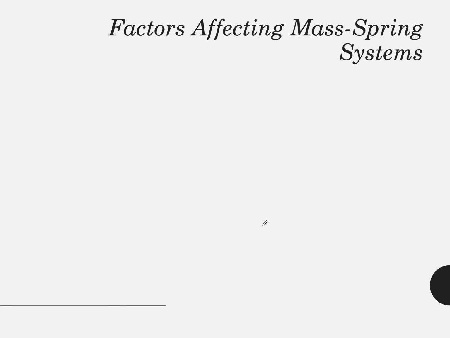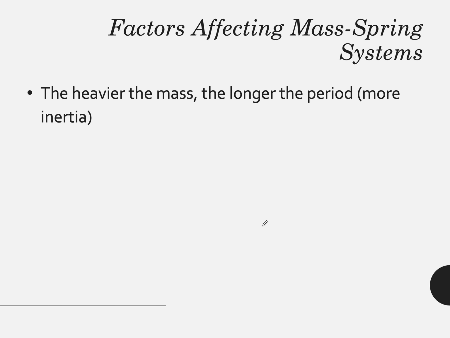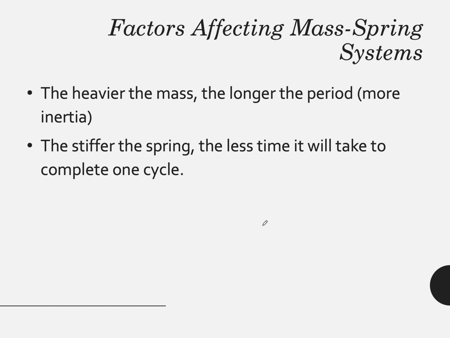What affects the frequency or the period of a mass spring oscillator? The heavier the mass, the longer it takes to go back and forth. There's more inertia. And the stiffer the spring, the less time it takes to complete one cycle. Generally speaking, here is our mathematical definition.